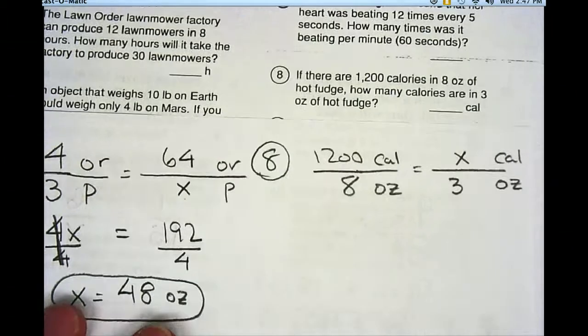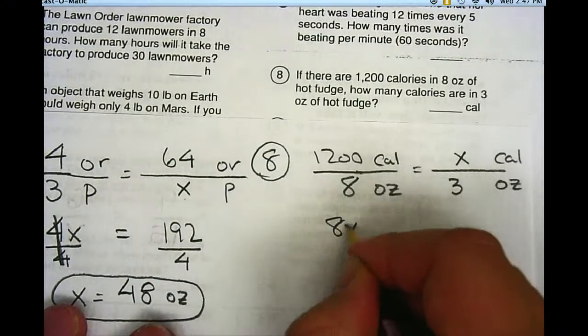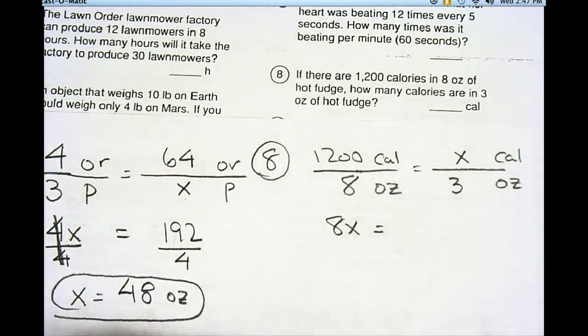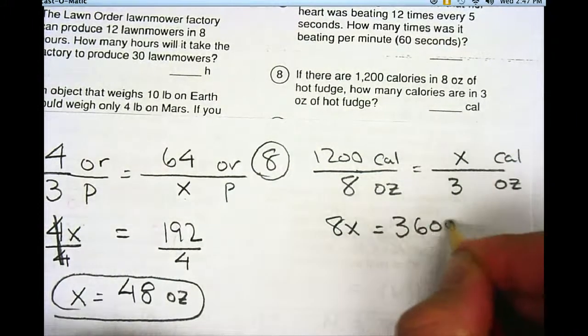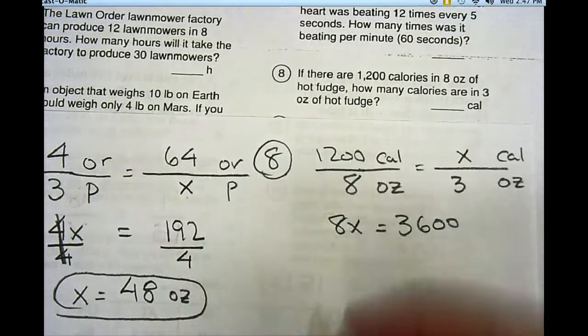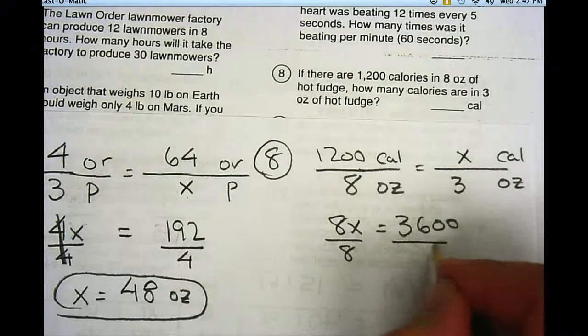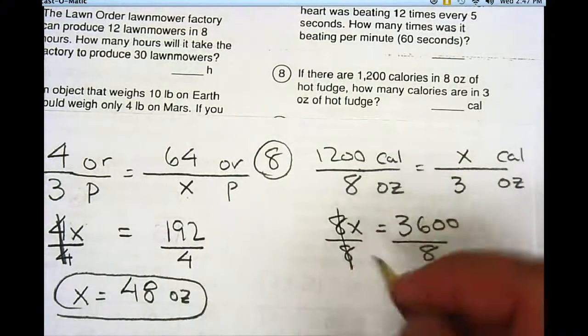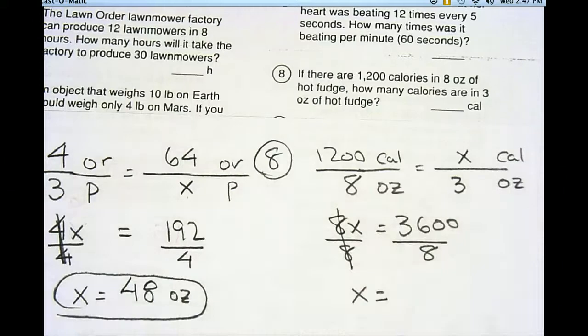So what I'm going to do is take 8 times x, which is just 8x, and 1,200 times 3, which is 3,600. And then to solve, I know 8 x's are 3,600. I need to find out how much 1 x is. So I'm going to divide both sides by 8. 8 divided by 8 is 1, so I'm just left with x. 3,600 divided by 8 equals 450.